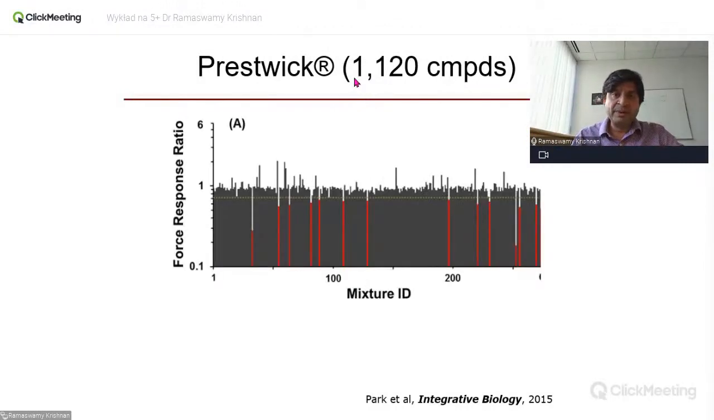So we took these compounds in mixtures of four, and I'm showing you here raw results. On the y-axis is that force response ratio, and this is a bar graph. Each bar represents one mixture of four compounds, and that is it.